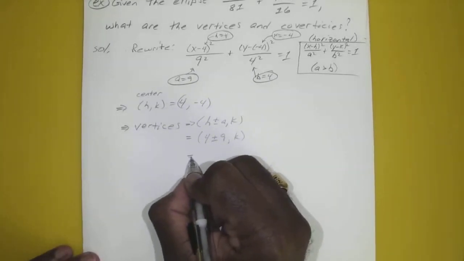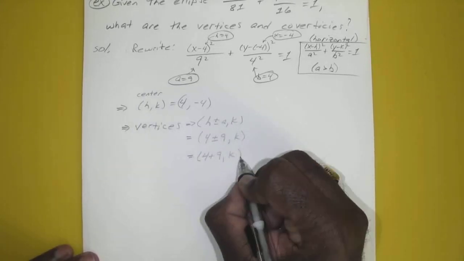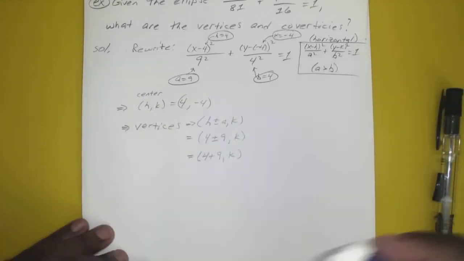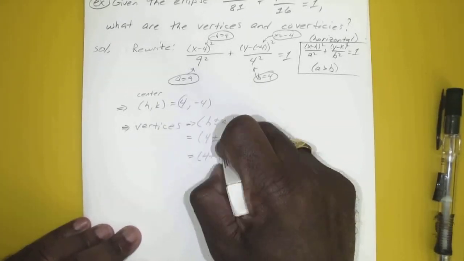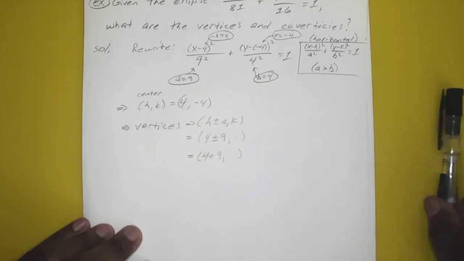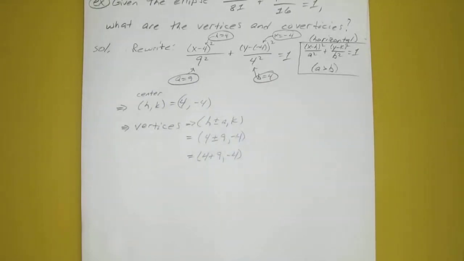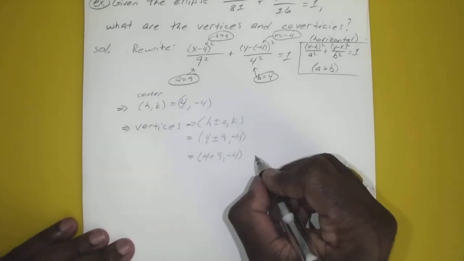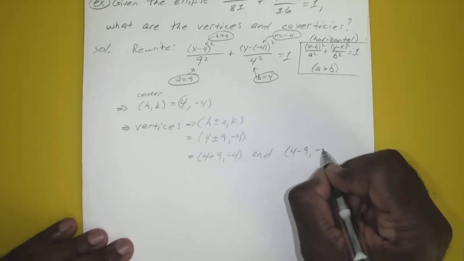Okay, which means we just separated it. It's 4 plus 9 k. Oh, not k. Why am I putting k when I actually know k is negative 4? All right, so those should actually be negative 4, negative 4. Okay, so it's 4 plus 9, negative 4, and 4 minus 9, negative 4.